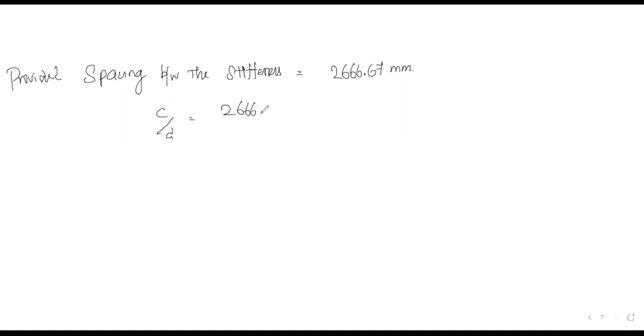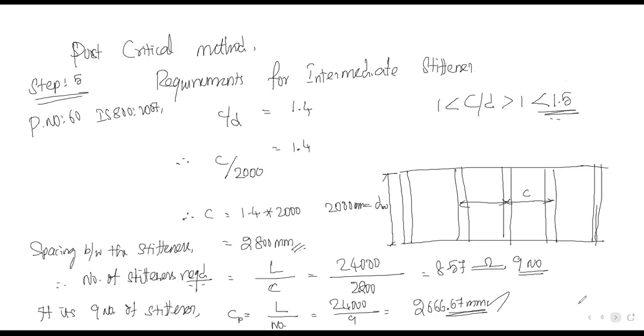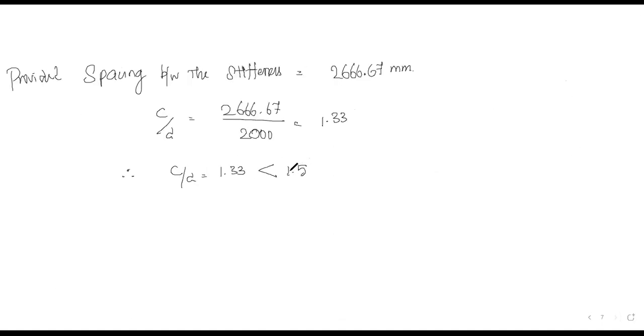So 2666.67 divided by 2000 becomes 1.33. Therefore C by D value is 1.33. Our condition is it should be less than 1.5. Hence, it is satisfied.